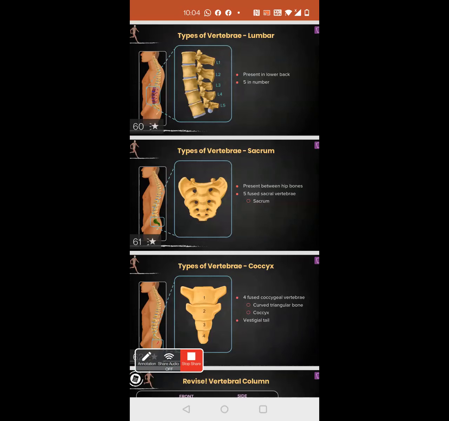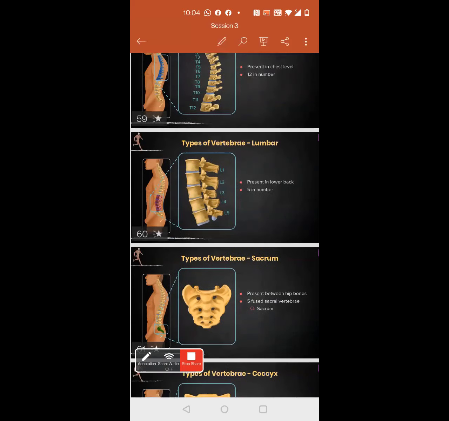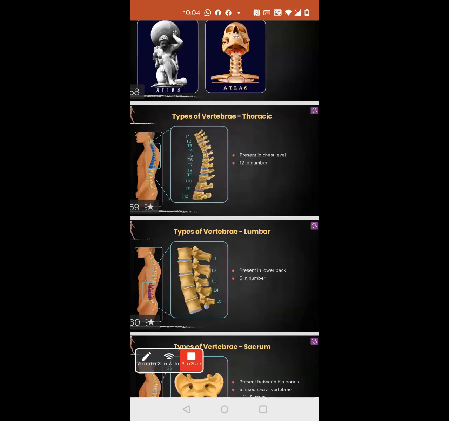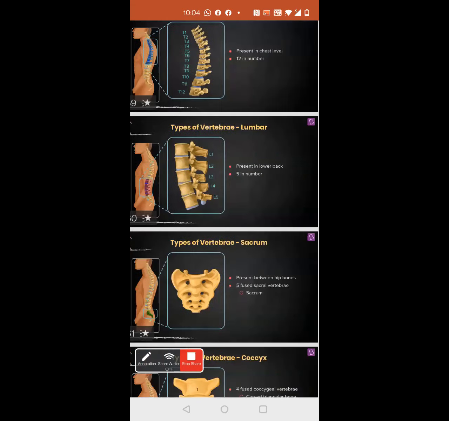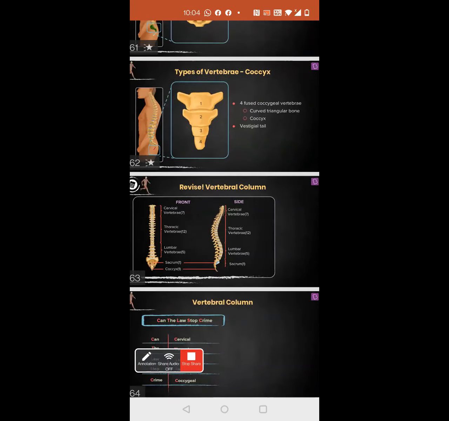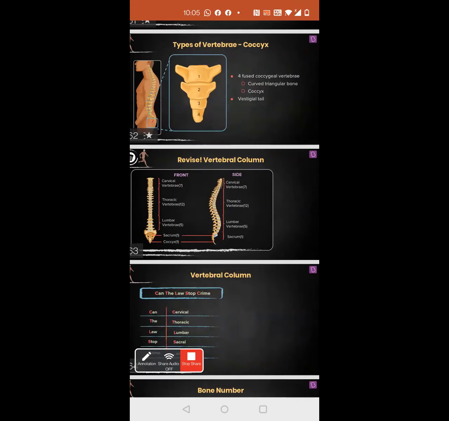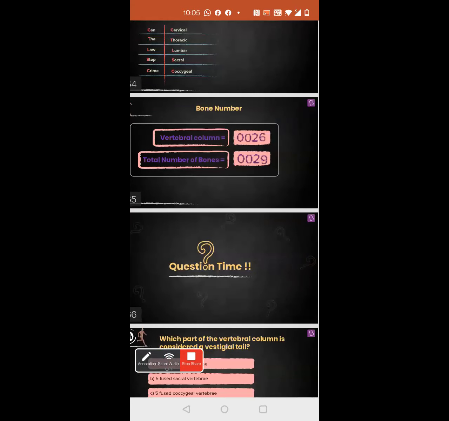No. Sacrum, even though there are 5 bones, they are fused, so they are considered a single bone. And coccyx also 1. Even though there are 4, they are considered a single bone. So totally 26, or 24? 7 plus 12 is 19. 19 plus 5 is 24. 24 plus 2 is 26. 24 without coccyx and sacrum. The total number of bones in the vertebral column is 26, correct.